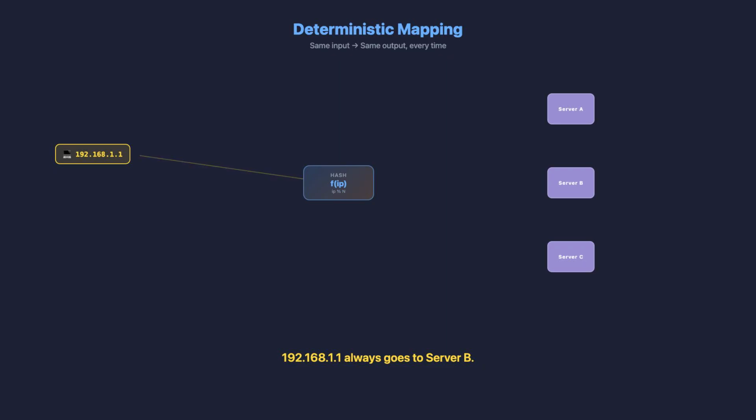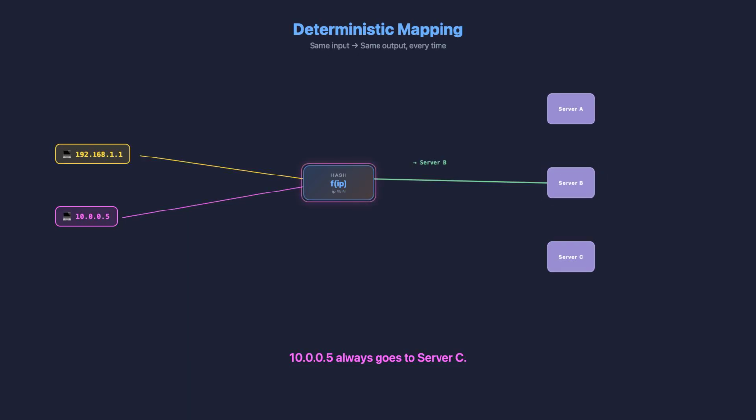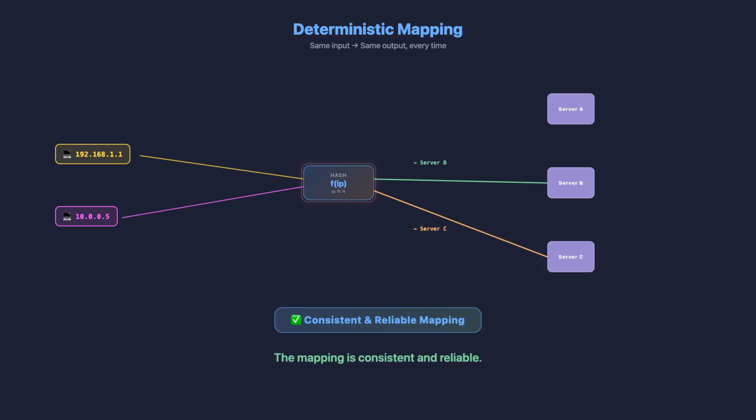So client 192.168.1.1 always goes to server B, client 10.0.0.5 always goes to server C. The mapping is consistent and reliable.